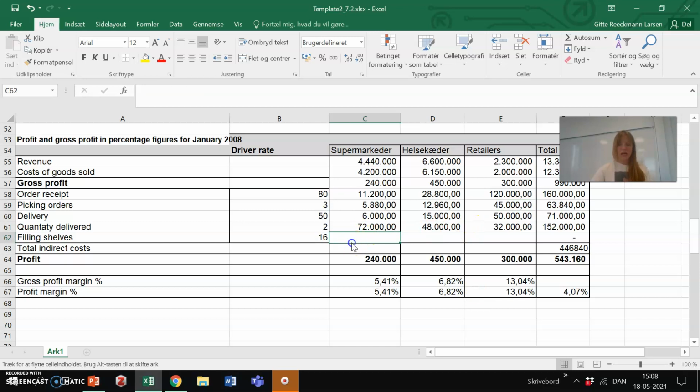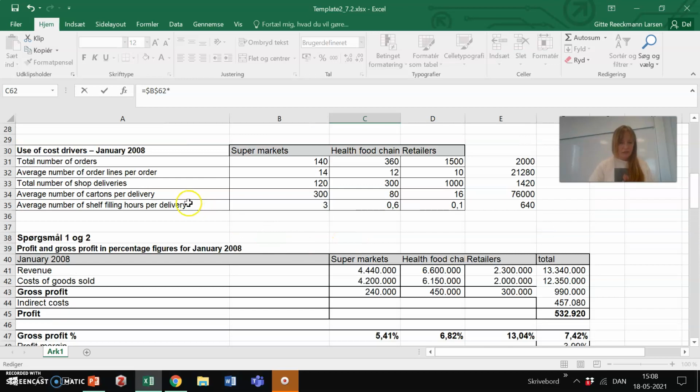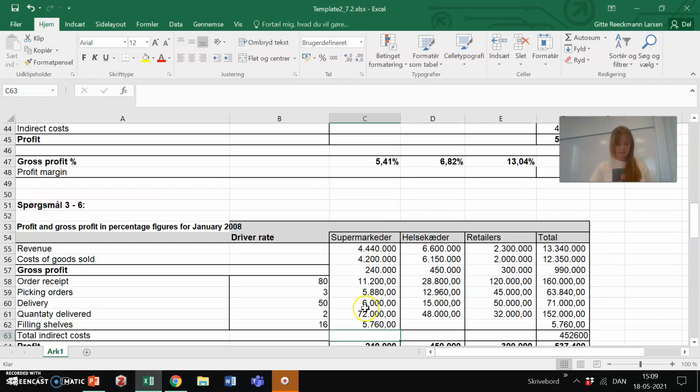Filling shelves. So how much do we use on filling the shelves for our different customers? Let me just check the time, 10 minutes, all right. I need to check the time, yes, sorry about that. So again, we take the cost driver rate, this we fix, and now we need to calculate. Let's see, all right, so it says here, number of shelf filling hours per delivery is 3. How many deliveries did we have? 120. We use 3 hours every time we have a delivery. We have 120 deliveries in the supermarkets, and enter. So you can take this. We have fixed the cost driver rate. Now we can simply just copy over the calculations.